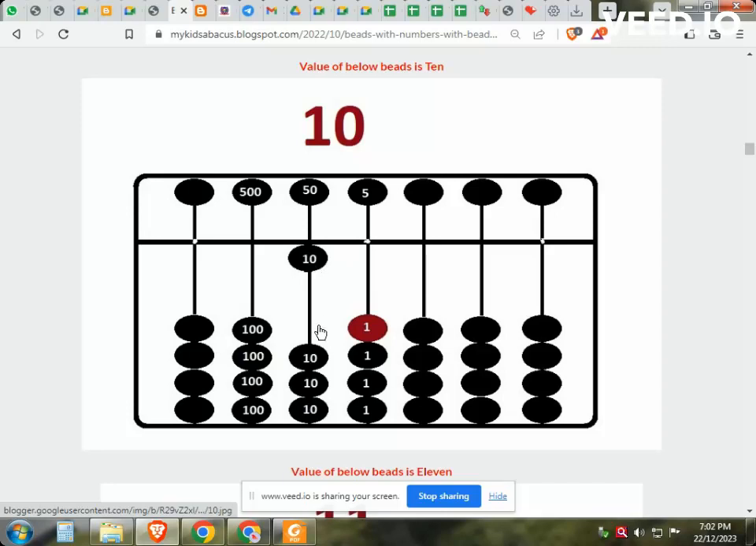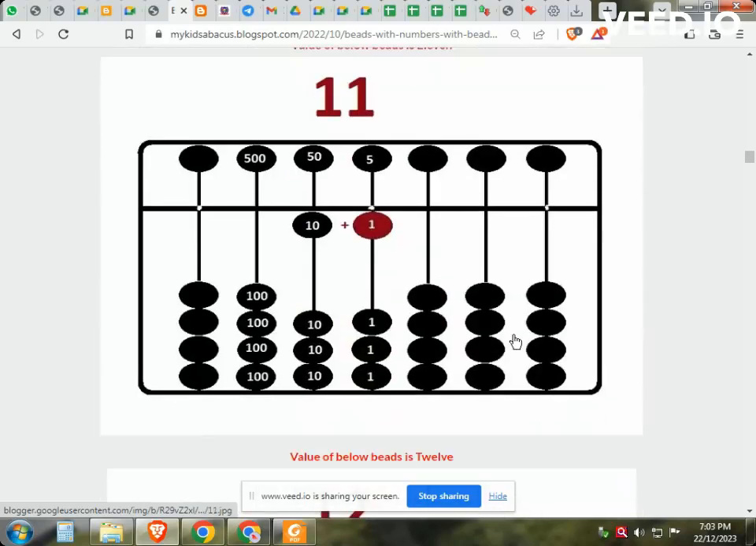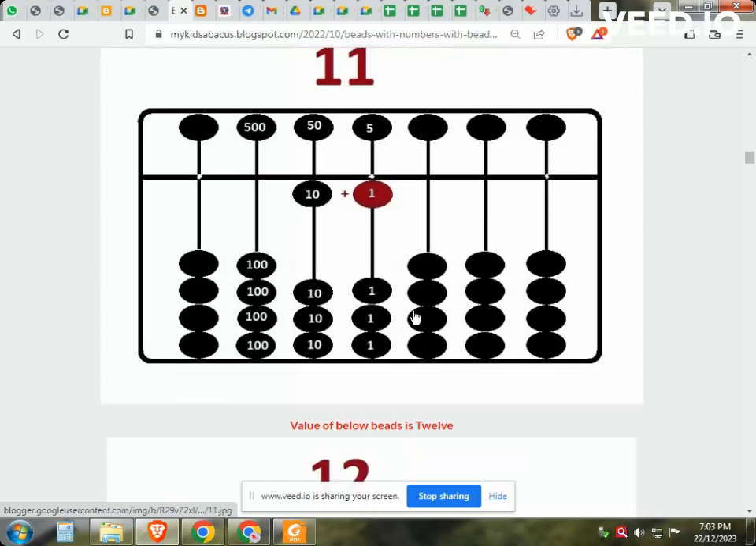For adding 10, we have to take in 10's place 1 lower bit to upside and we have to touch that lower bit to this middle bar. Means we added 10. We added 10 like this. For adding 11, we have to add 10 and 1 together. This is 11. 10 plus 1, 11.